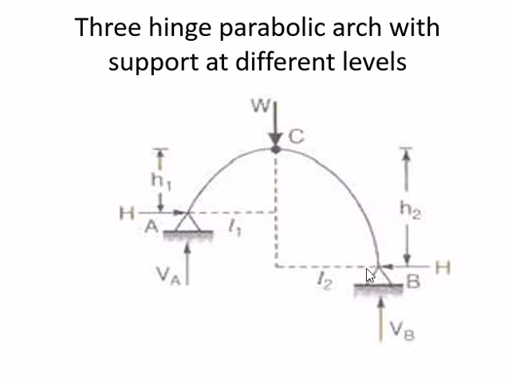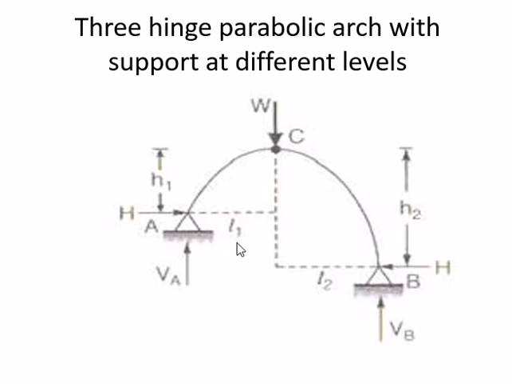So this is one example of this arch. Here a three hinge arch is there. At support A and at support B external hinges are there, and at support C an internal hinge is there. According to that, the span of the arch is L, and due to the support level difference, the length will also be different from the crown point.